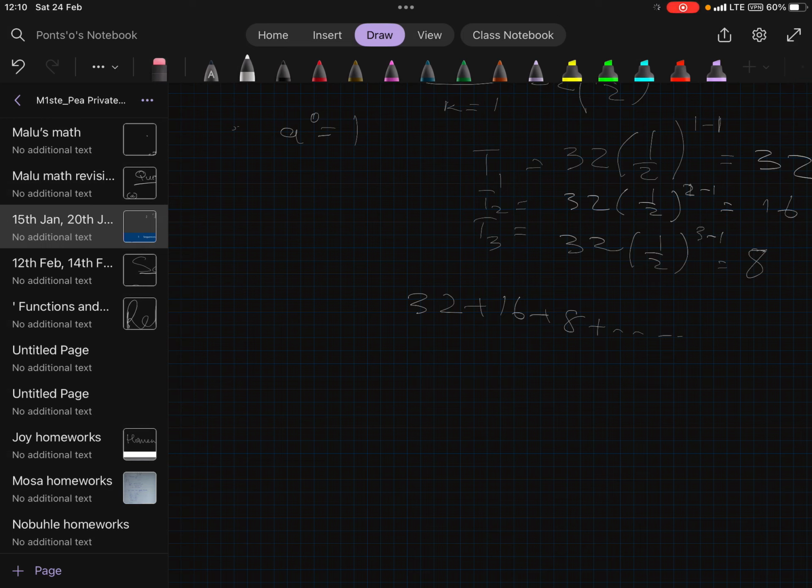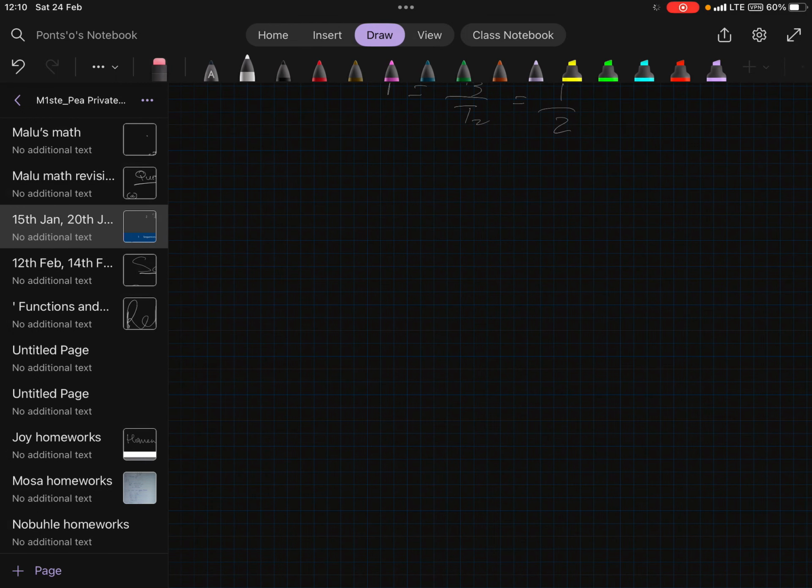And in order for us to continue, we have to find the first value, which is 32, but we also have to find a common ratio, which is T3 divided by T2. And if we do that, what's our common ratio? T3 divided by T1 or T3 divided by T2? The latter. So T3 divided by T2. How much is that? 0.5, a half. Okay, cool. So our common ratio is a half.